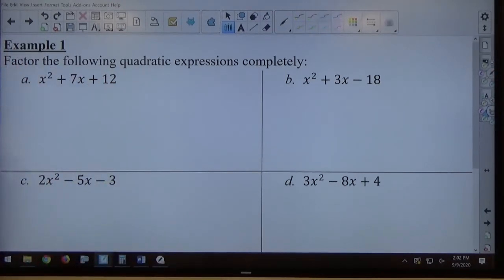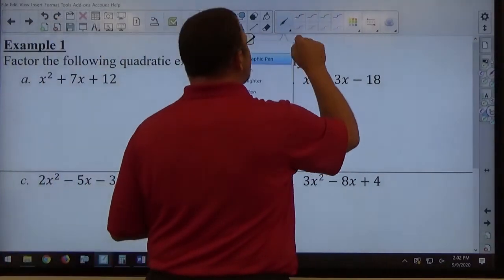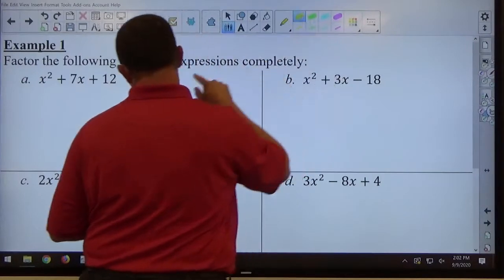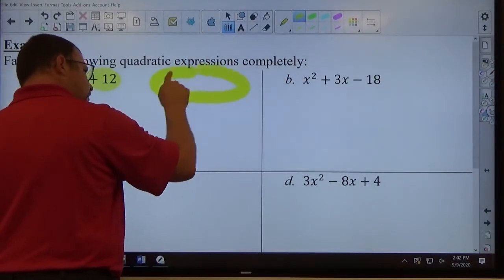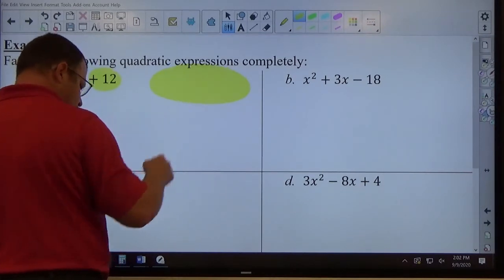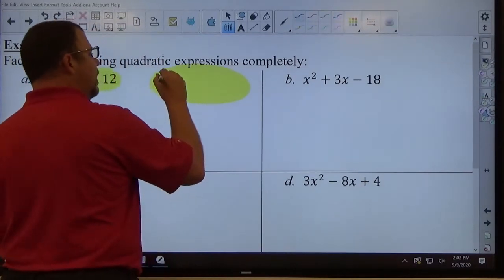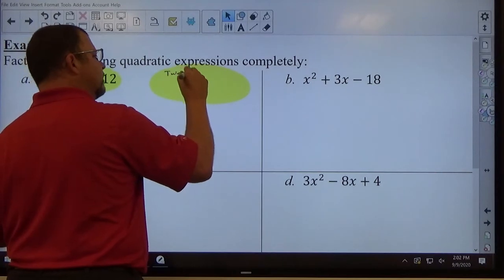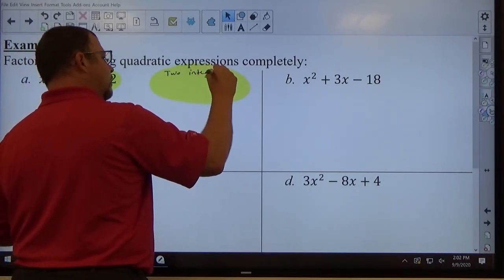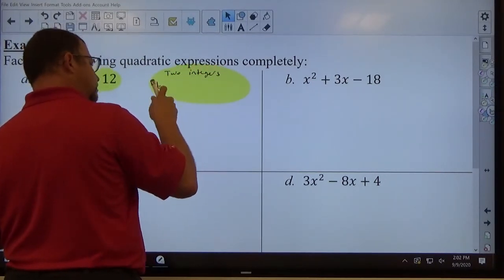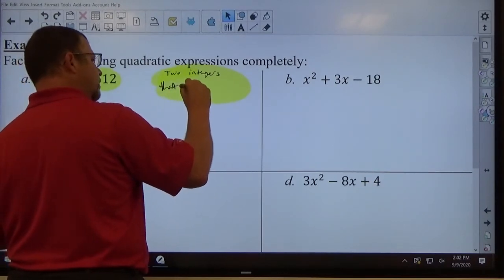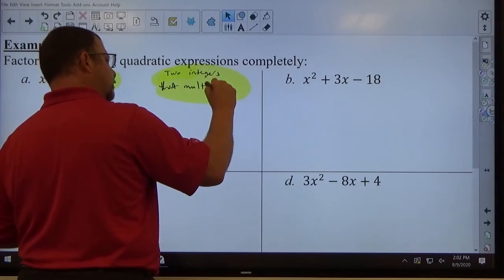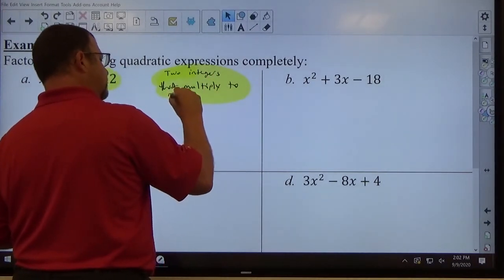So what we're looking for comes from two places here. First place is the constant. Put a little highlight here. We're looking for two numbers, two integers actually, that multiply to make the constant.